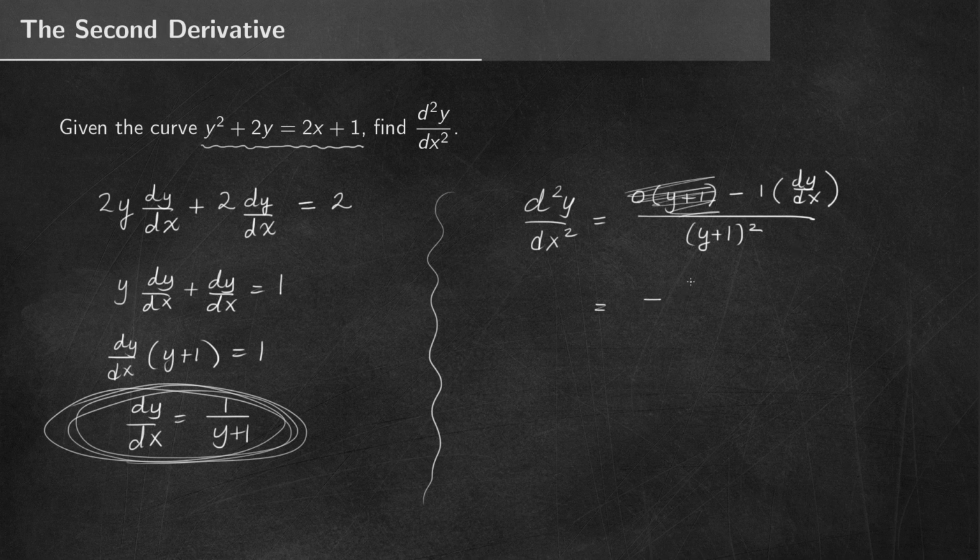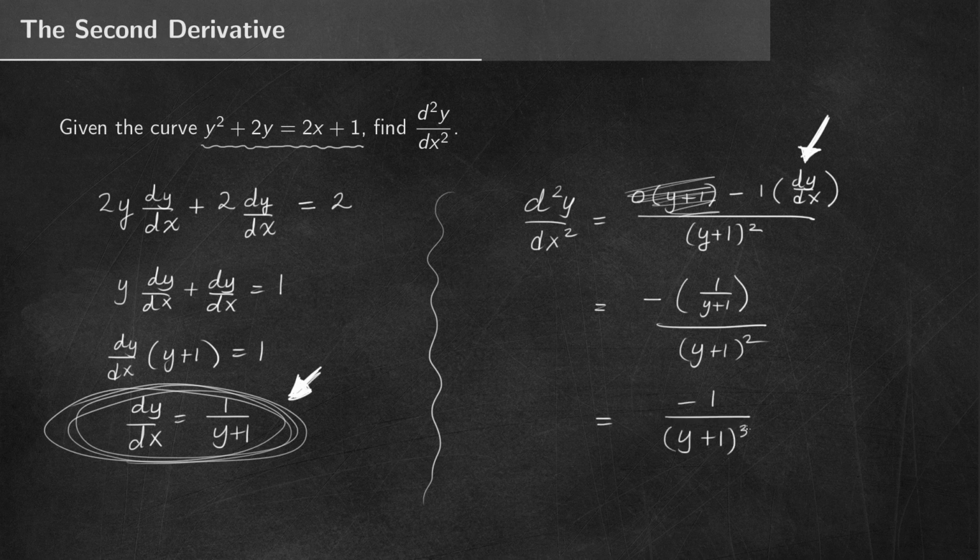So I have negative dy/dx. We're not going to leave dy/dx in our answer. We know what dy/dx is equal to. We found it over here. So we're going to substitute that in for our dy/dx. 1 over y plus 1 equals dy/dx. So negative 1 over y plus 1. I'm substituting that in for the dy/dx over y plus 1 squared. And that simplifies to negative 1 over y plus 1 cubed.